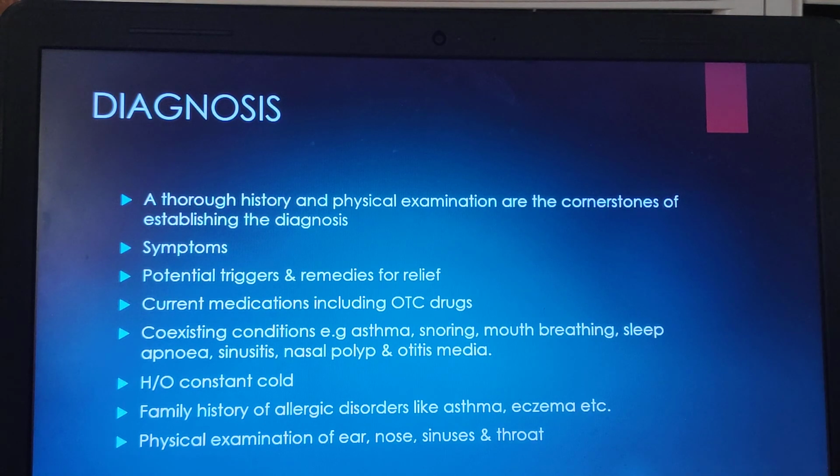A person may give a history of constant cold throughout the year. This could be another diagnostic feature of allergic rhinitis. There could be a family history of allergic disorders like asthma and eczema, because people with allergic rhinitis are mostly atopic, so they can have such histories in the families. And last but not least, physical examination of the ENT, ear, nose and throat, along with the sinuses, is important for making the diagnosis of allergic rhinitis.